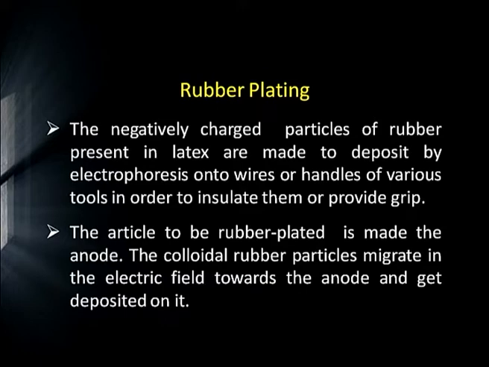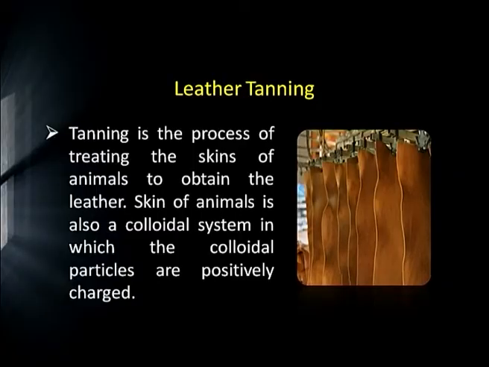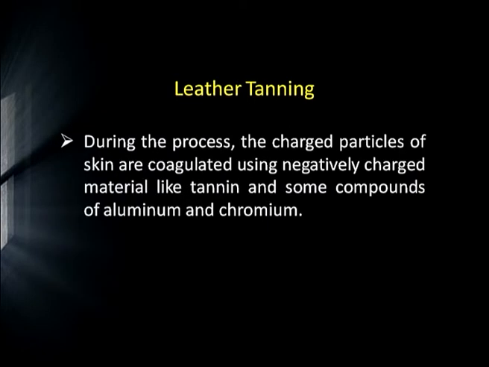Leather tanning. You can see the diverse nature of the applications for the colloidal systems. Tanning is a process of treating the skins of animals to obtain leather. Skin of the animals is also a colloidal system in which the colloidal particles are positively charged, and in the process of tanning, the charged particles of skin are coagulated using positively charged materials like tannin or the compounds of aluminum or chromium as the electrolytes.